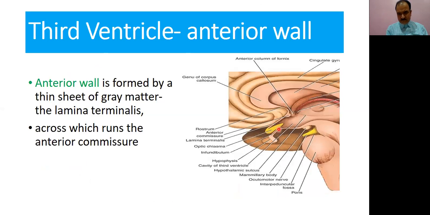Anterior wall. Again, this is the lateral ventricle over the surface of the thalamus and the hypothalamus. This is the anterior wall. It is formed by a thin sheet of gray matter called the lamina terminalis, across which runs the anterior commissure. So we have the anterior commissure here, and the lamina terminalis forms the anterior wall of the third ventricle.